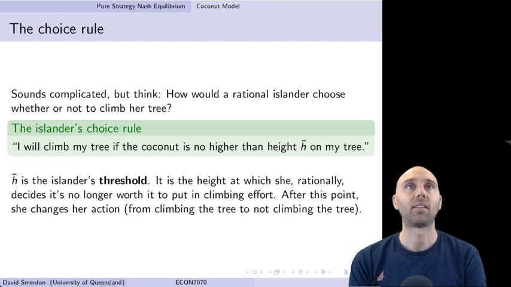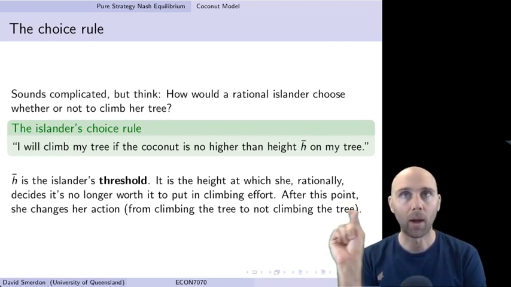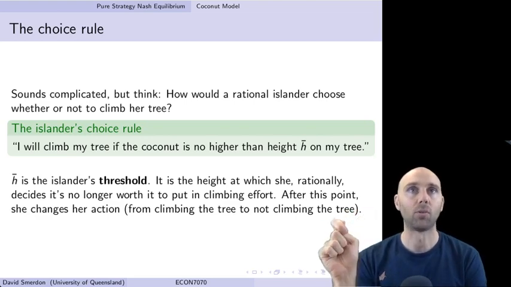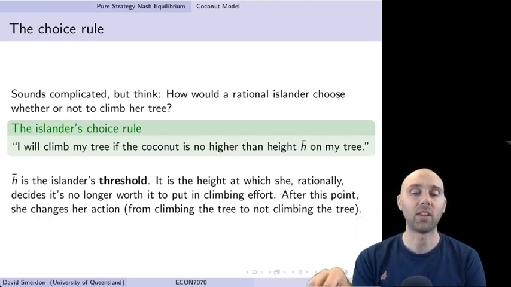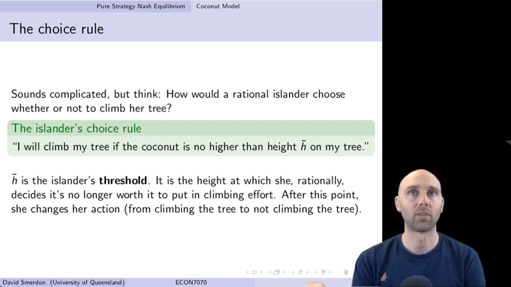How does a rational islander choose whether or not to climb her tree? She comes to the tree, and in the morning she says, I will climb my tree if the coconut is no higher than the height h upper bar on my tree, which is the threshold for the islander. It's the height at which she rationally decides it's no longer worth putting in effort to climb anymore. And at this point, she changes her action from climbing the tree to not climbing the tree. So if the coconut is higher than that threshold, I'm not interested. If it's lower, I'm going to climb.